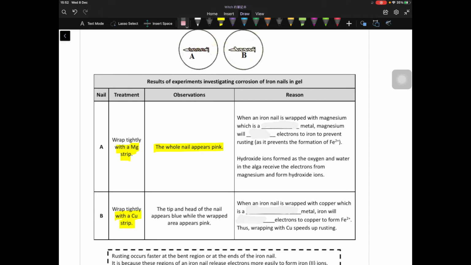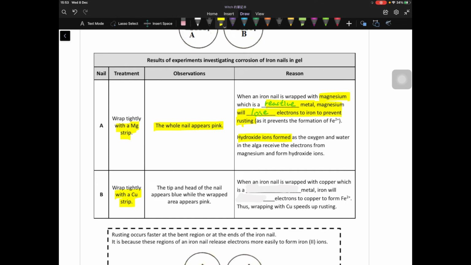This is because magnesium is a reactive metal, and it will lose electron on its own to form hydroxide ion. Yes, the iron object will be protected, but magnesium will lose electron and the electron will react with oxygen and water to form hydroxide ion. So the hydroxide ion still exists. Let me highlight it. Magnesium is a reactive metal and it will lose electron to prevent iron from rusting.